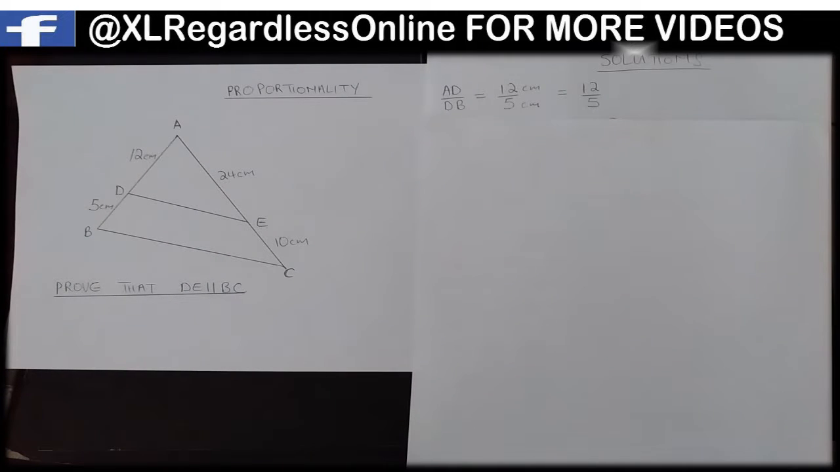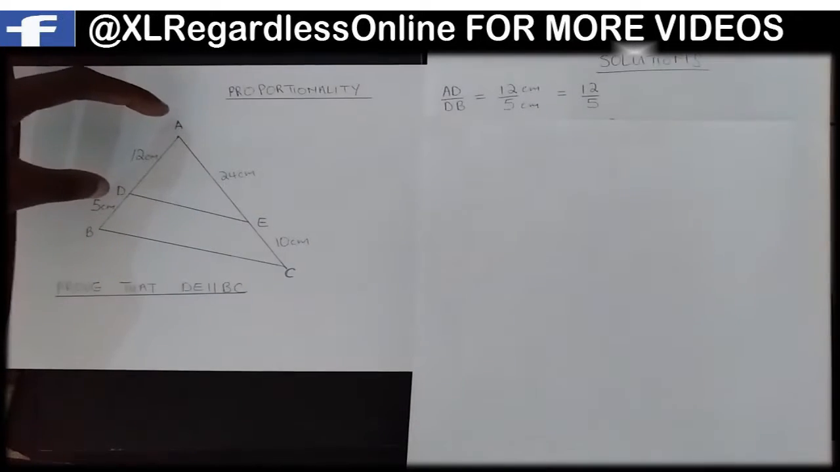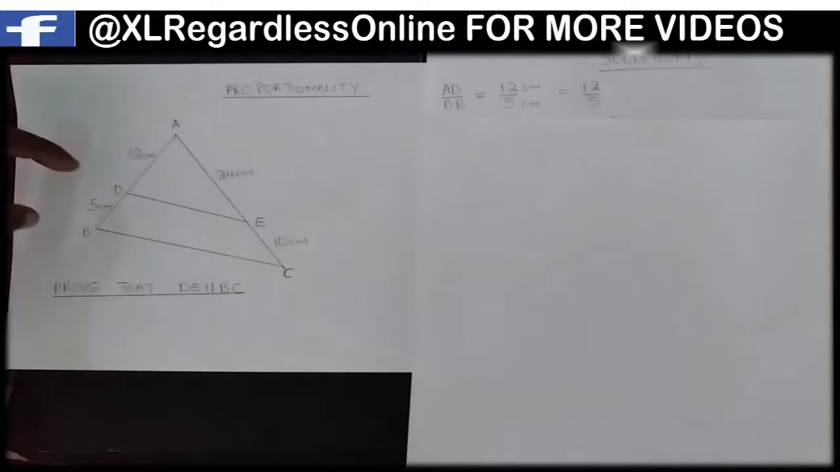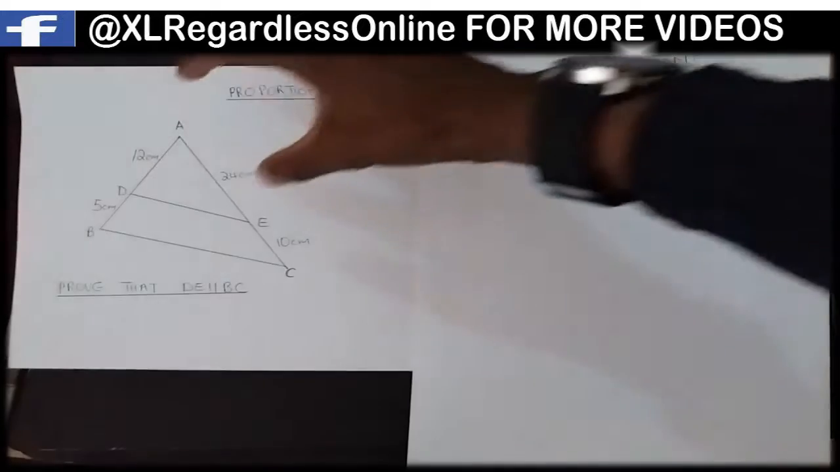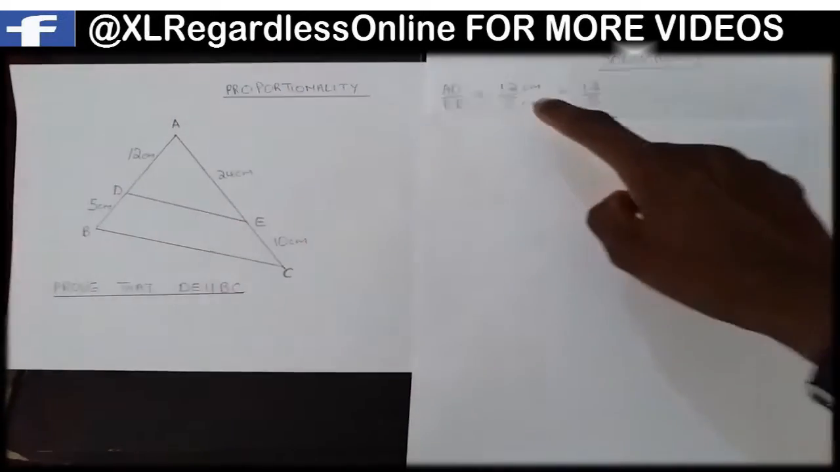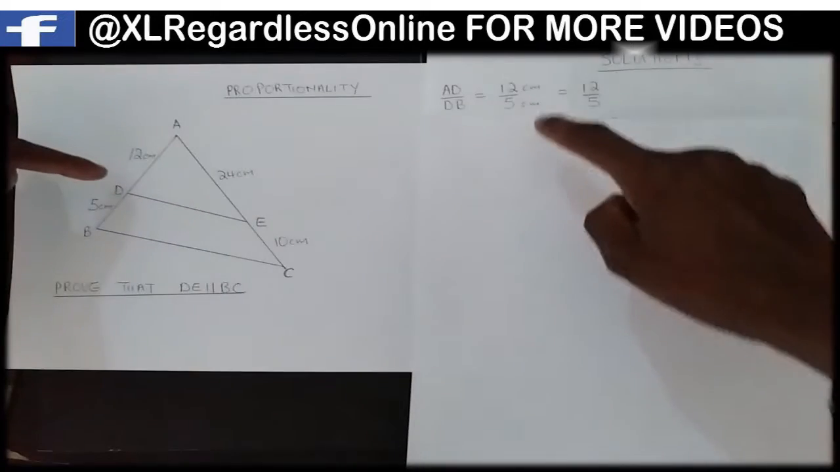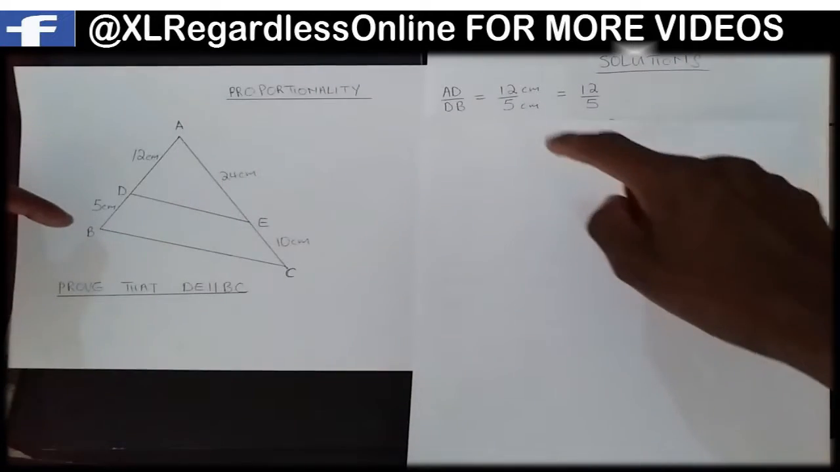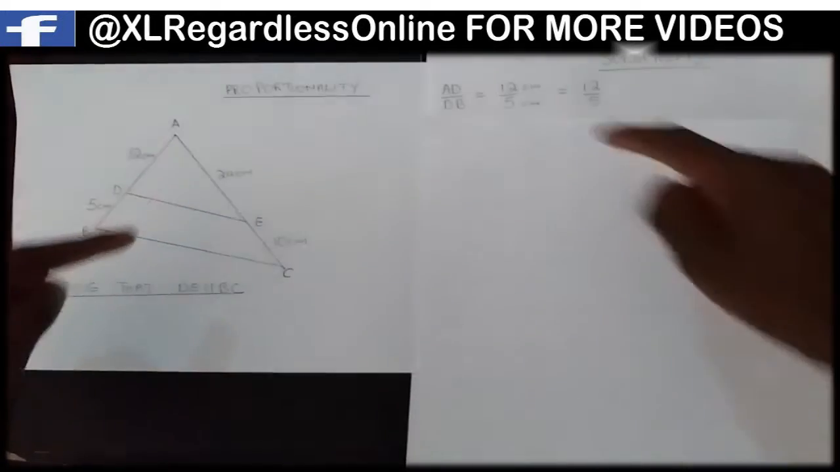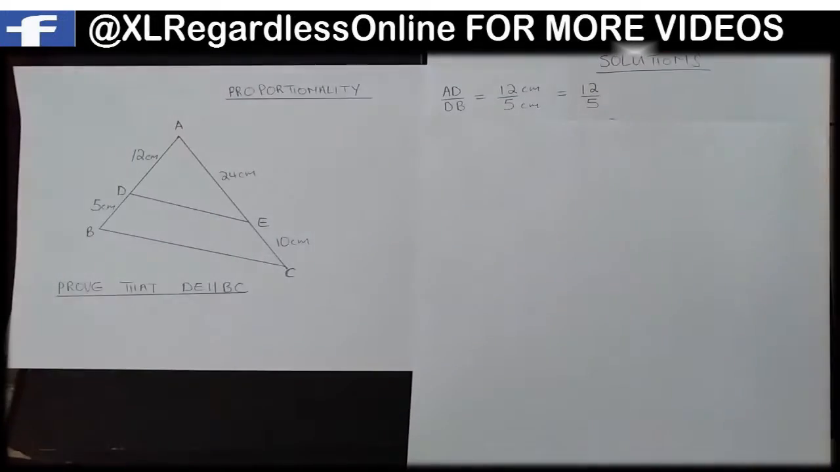So the first thing we are going to check is the ratio of AD to DB. We are going to check if AD all over DB is equal to AE all over EC, right? And then we found that AD is 12 centimeters and DB is 5 centimeters, right? And when we simplify it, it just gives us 12 over 5, right?